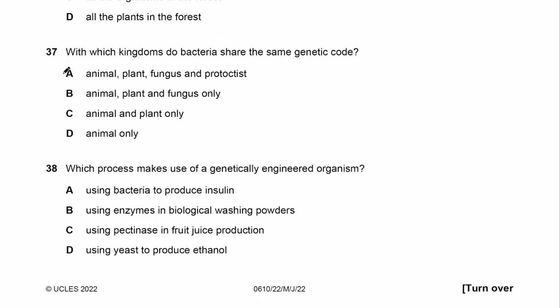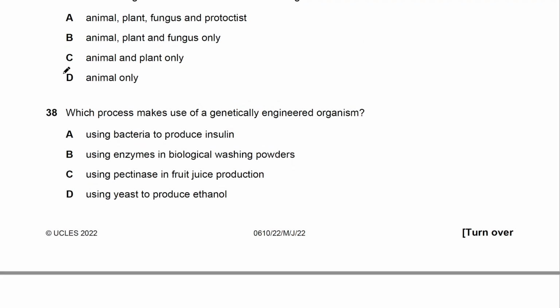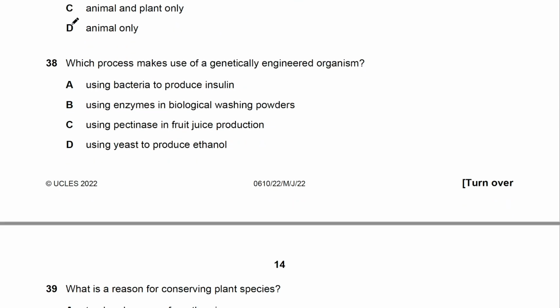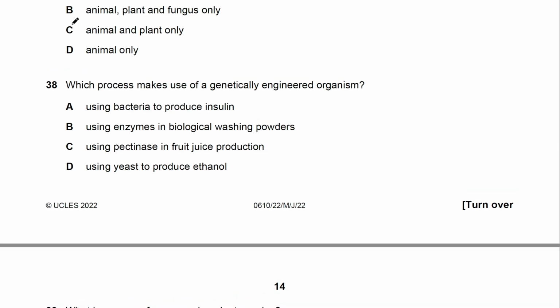Moving to question number 37. With which kingdoms do bacteria share the same genetic code? With all, it should be. Animal, plant, fungus, and protoctist? Yes. Animal, plant, and fungus only? No. Animal and plant only? Animal only? They're not right. Very simple information. So the right answer is A, with all. Moving to question number 38.